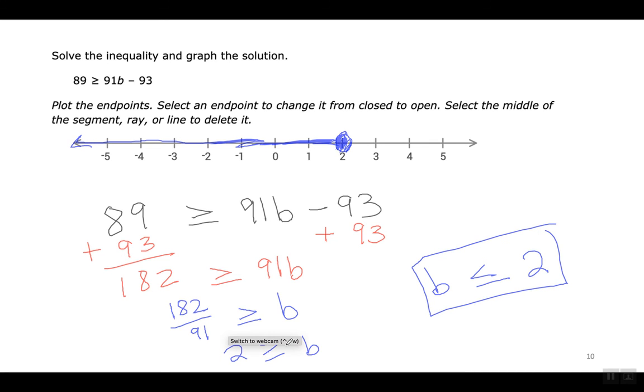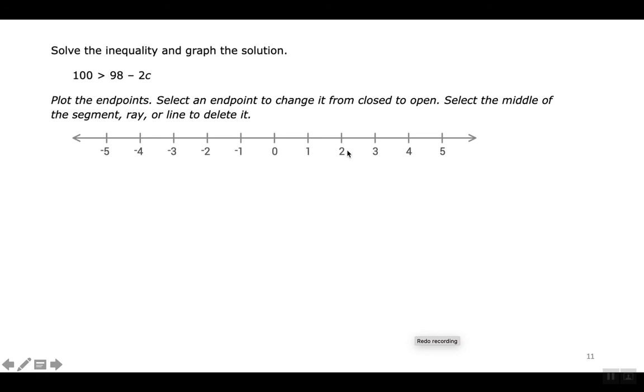And notice I changed it and wrote it starting with the b, but I kept the relationship with the signs the same. The relationship with which side is smaller and which side is bigger, I kept it the same when I rewrote it. So there's my graph. And this should be the last example.